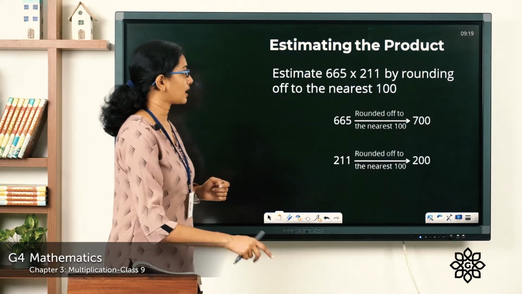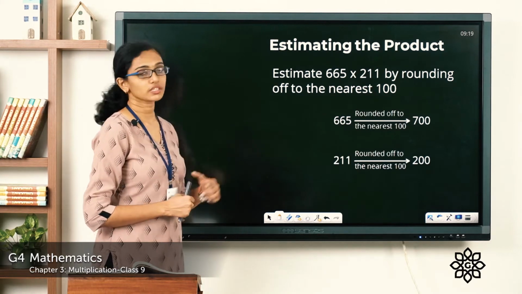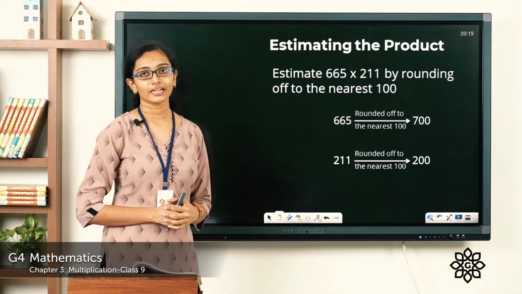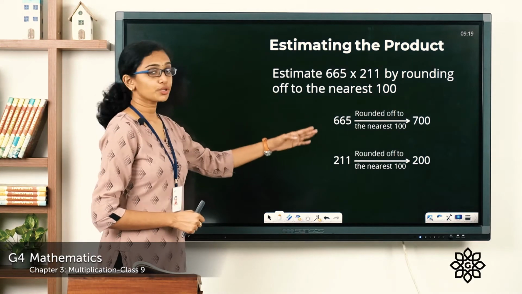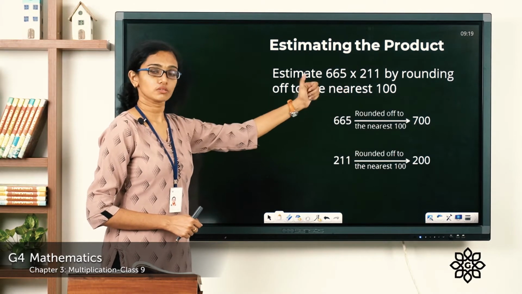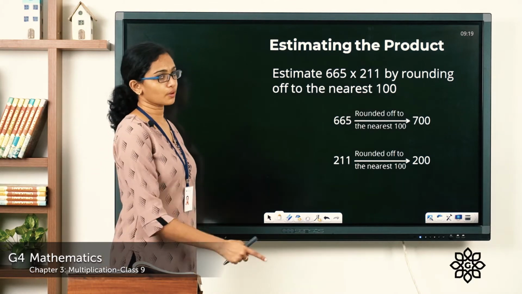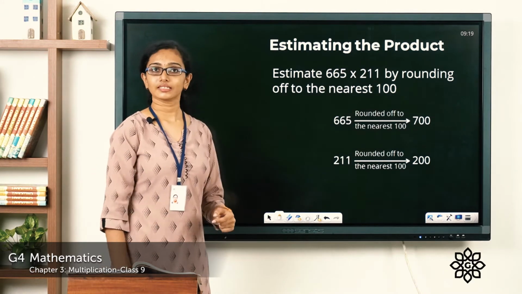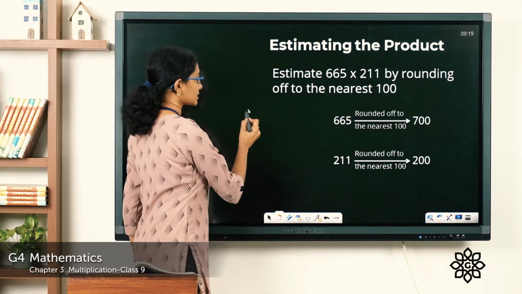See the first question now. Estimate the product of 665 and 211 by rounding off to the nearest 100. So what do you do? You have to round off each number in the multiplication to the nearest 10 or 100 and then take the product of the rounded off values. So here in the question, it's asked to round off to the nearest 100. So let's round off each number.